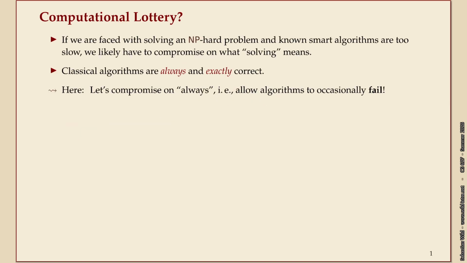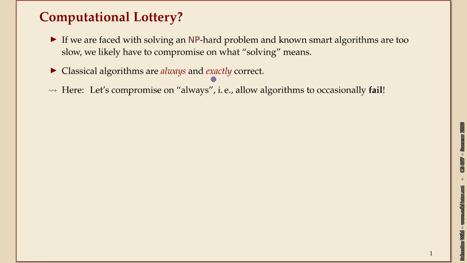What's this about? Well, if we're faced with a hard optimization problem or an NP-hard decision problem, and all the known algorithms that we can think of still don't really help us in that they're still too slow, the only way forward seems to be to make compromises on what we want.